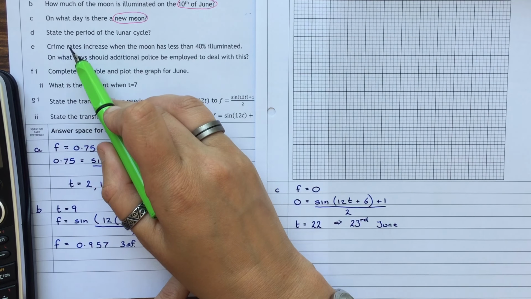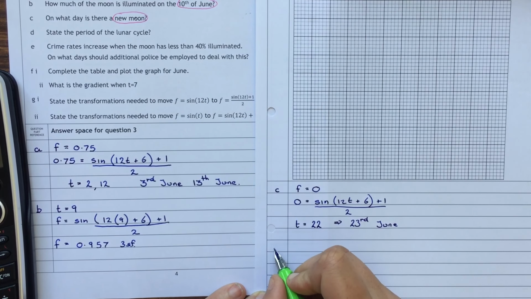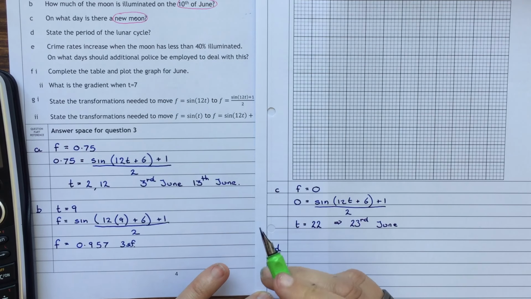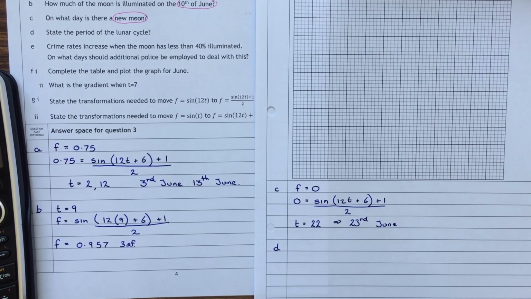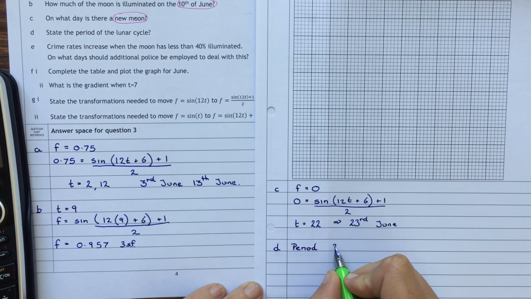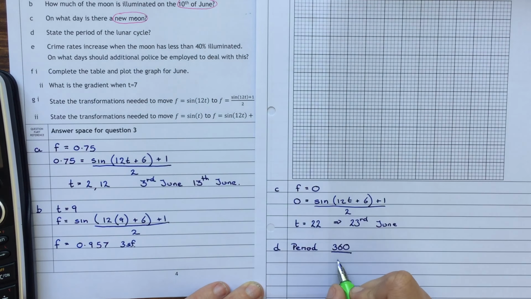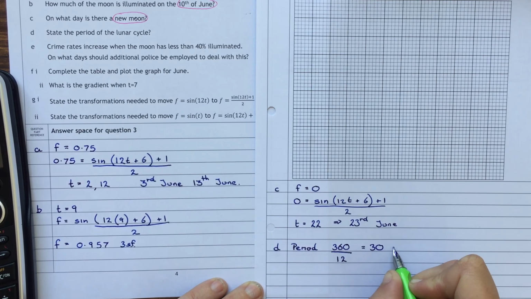Okay, question D, the period of the lunar cycle. This bit's important that your calculator is in degrees rather than radians. Radians is for the A2, but you need it in degrees for the AS. So the period is going to be 360 divided by the frequency, which is 12. So 360 divided by 12, and that gives us 30 days.